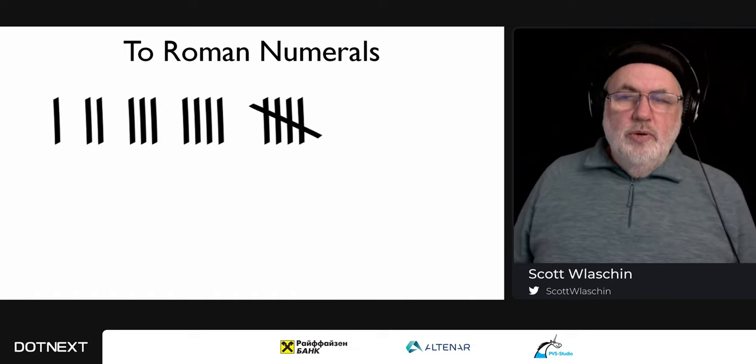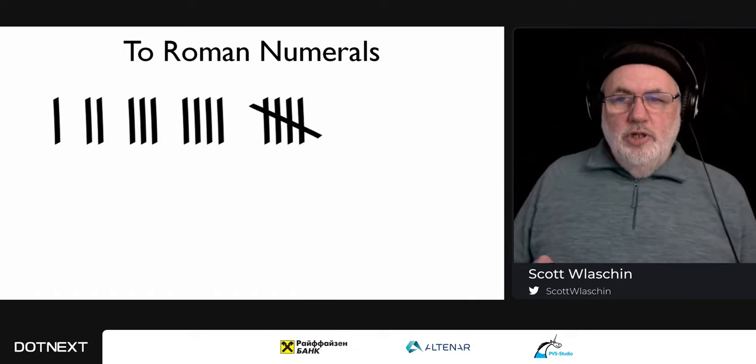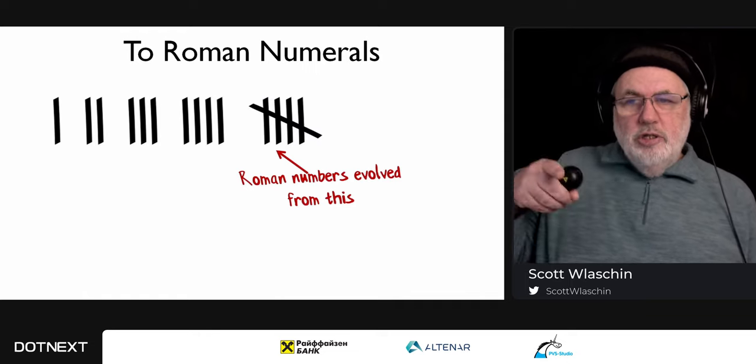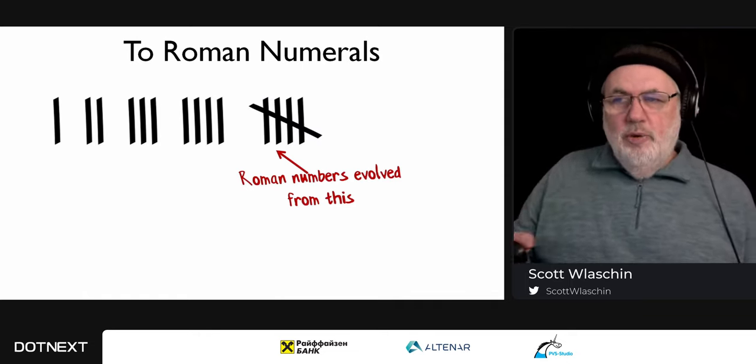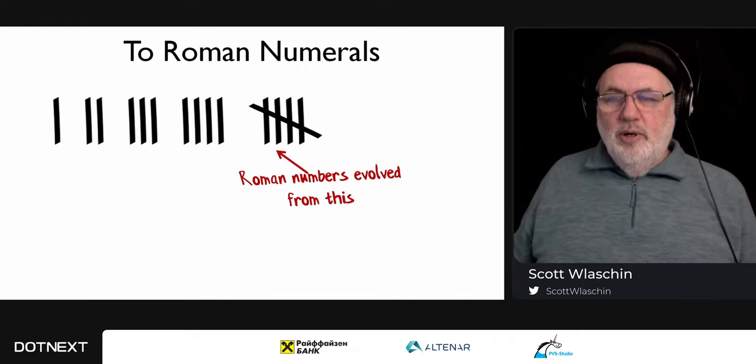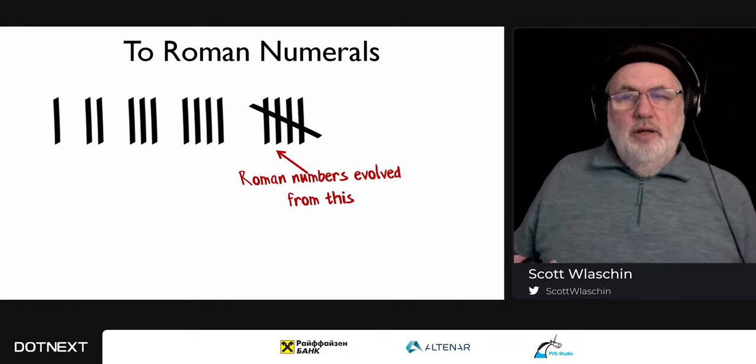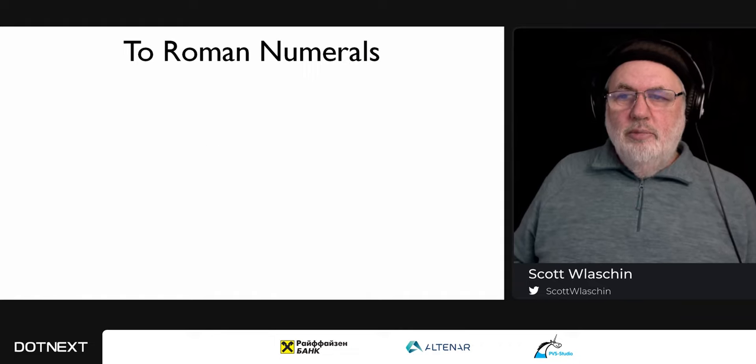Well, there's lots of different ways of doing it, but I'm going to take a very, very simple approach, which is the tally approach, where you just make marks on a piece of paper. When you get to 5, you put a slash through it. And when you get to 10, you put 2 slashes through it. And I think that's where the V and the X probably came from, right?